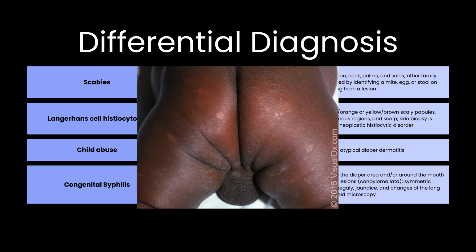The skin lesions in congenital syphilis may be present at or after birth. They may be seen in the diaper area and/or around the mouth and nose and are characteristically copper-colored, scaly macules and papules or moist erosions. Perianal papular lesions, that is condyloma lata, may be seen. The skin lesions contain spirochetes and are highly infectious. Other manifestations include symmetric desquamation of the palms and soles, anemia, hepatosplenomegaly, jaundice, and changes of the long bones. Diagnosis can be confirmed by dark field microscopy.